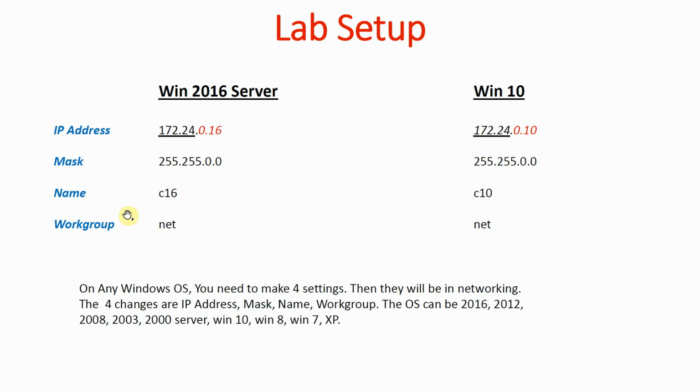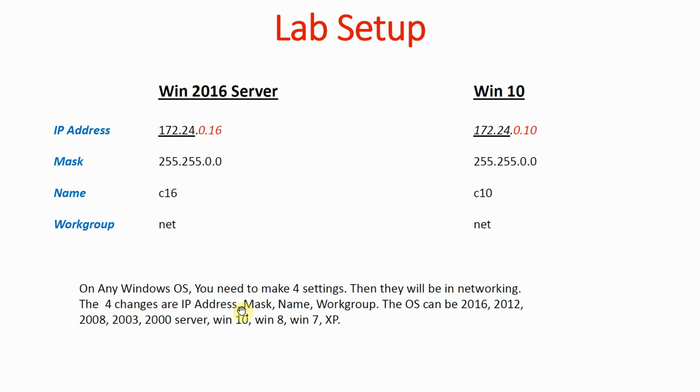Then we have to give some name to these systems. So in our case, we are going to give name C16 to our Windows 2016 server and C10 to this. You can give any name. And we are going to specify the workgroup as net. Again, here you can specify anything.